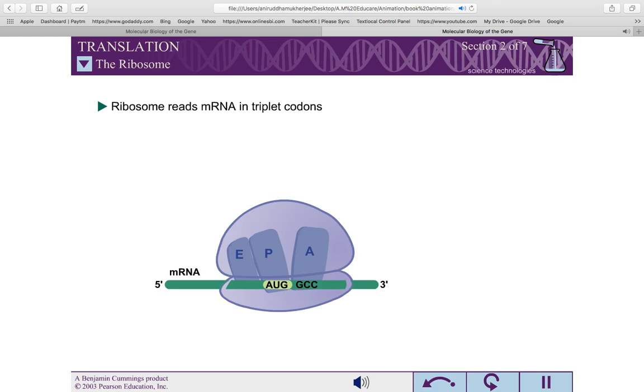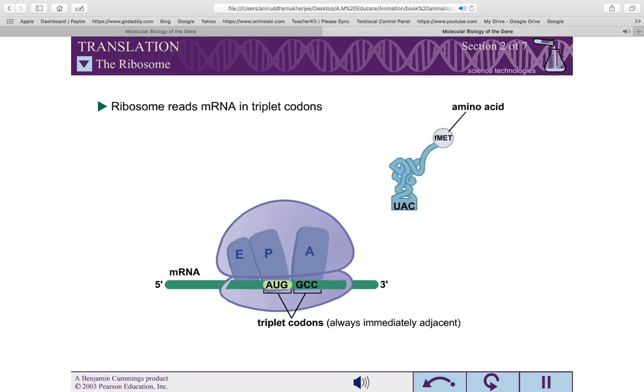The ribosome reads the mRNA 3 bases at a time. Note that, while spaces have been added to aid in visualization, these triplet codons are immediately adjacent to one another on the mRNA. The triplet codons are matched within the ribosome to specialized RNA molecules that carry amino acids.